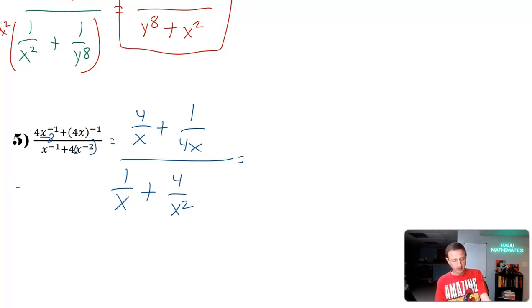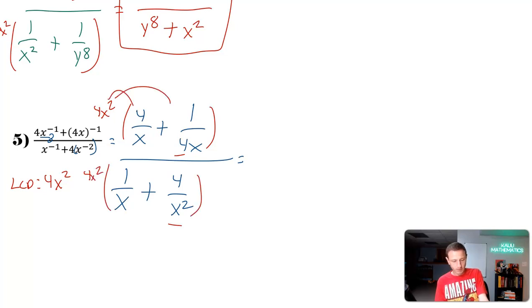What's our LCD? Looks like the LCD is going to be 4x squared, because this one has a 4, this denominator has a 4, and this denominator is an x squared, so the LCD has to be 4x squared. So I'm going to multiply everything by 4x to the 2nd. So on the top, 4x to the 2nd times 4 over x is going to be 16x. X to the 2nd over x is x. 4 times 4 is 16. Plus 4x squared times 1 over 4x. The 4's cancel out. X to the 2nd over x is just x.